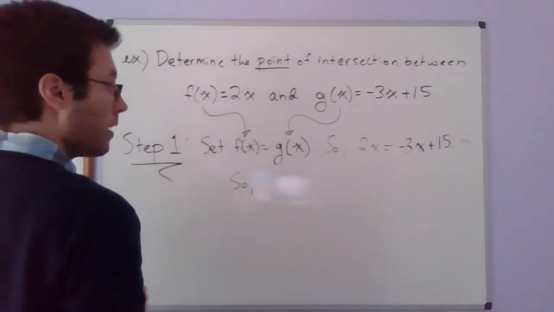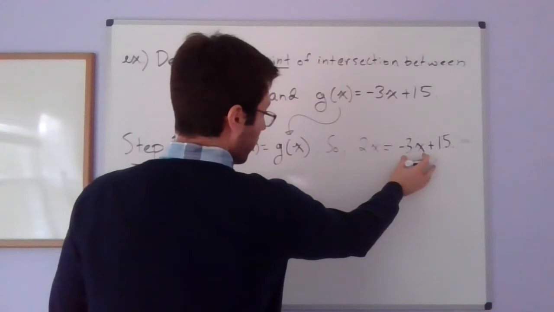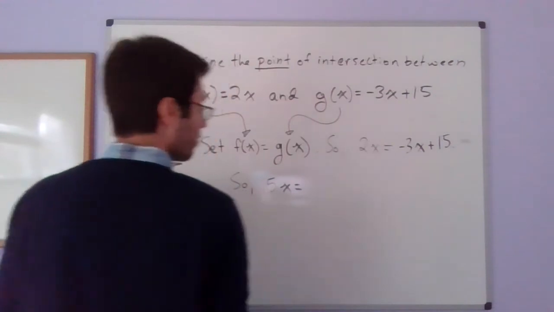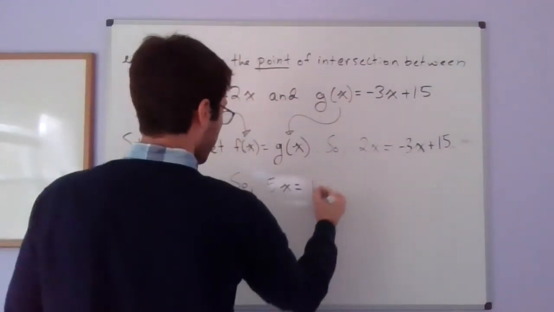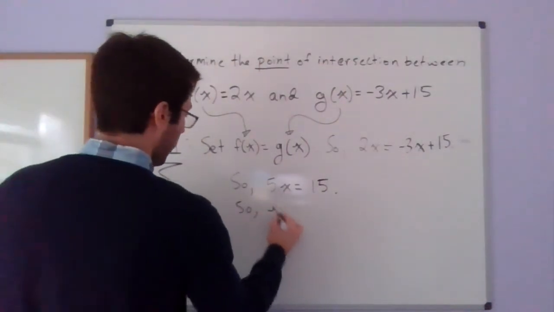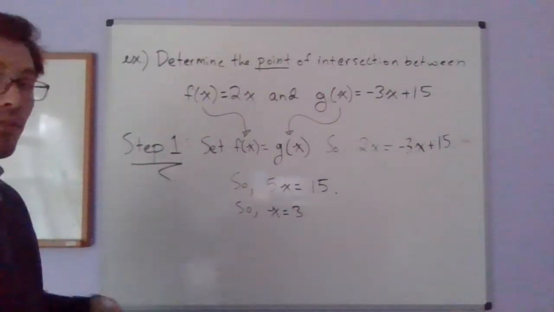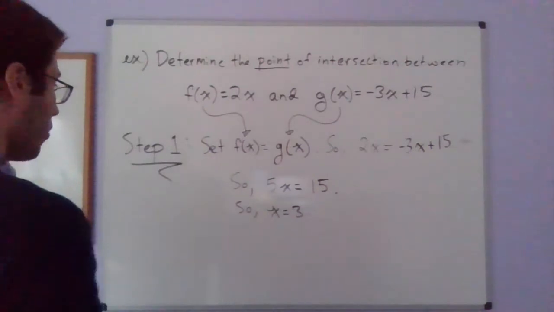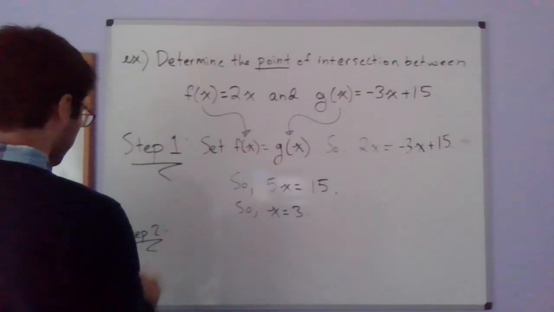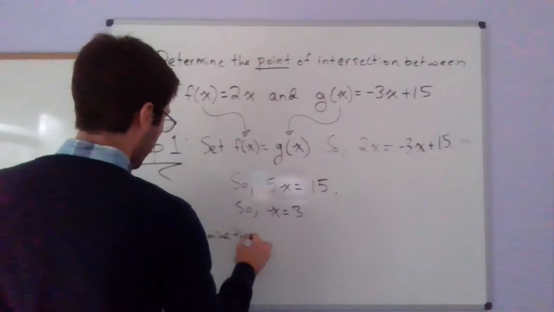So that means that when I add 3x on both sides, the 3x is gone over here, so I'm left with 5x on this left-hand side, and that must be equal to 15 is left over. In other words, x would be equal to 3. Now, so we solved for what x could be. Now, step 2. Determine the point.